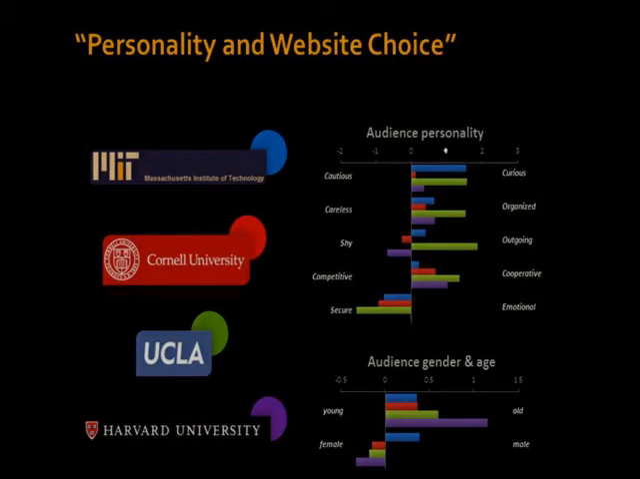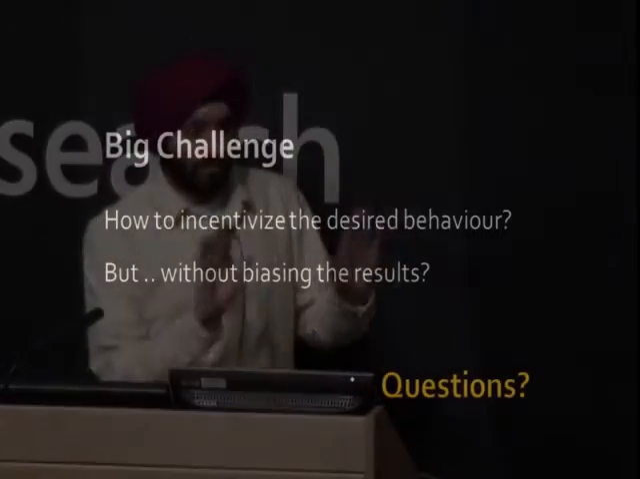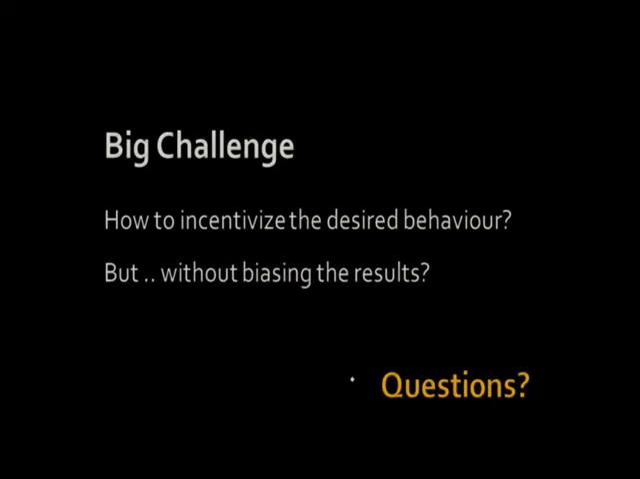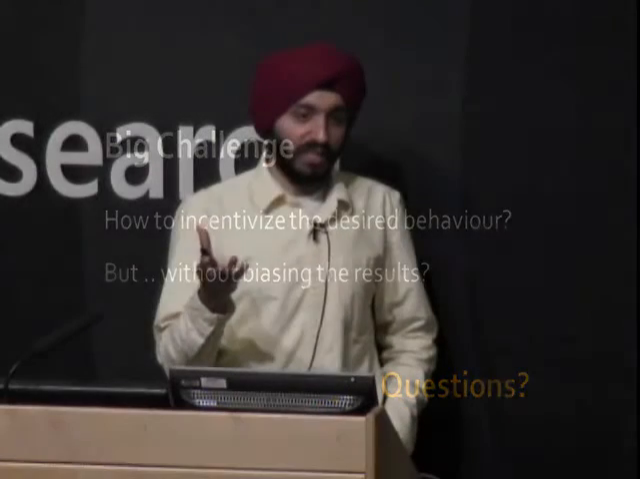And you can do the same thing with universities, and now you can see that Harvard is sort of liked by people who are older, in some sense, compared to UCLA or Cornell. So I'll just conclude by saying that there is a big opportunity in basically using these incentives to get a lot of interesting data out from these systems. But the big challenge here is how do you incentivize the desired behavior, right? The behavior that you really want without biasing the results. So with that, I'll stop.